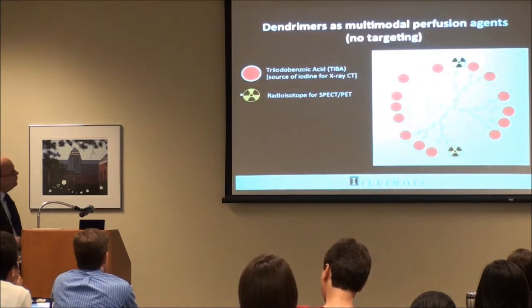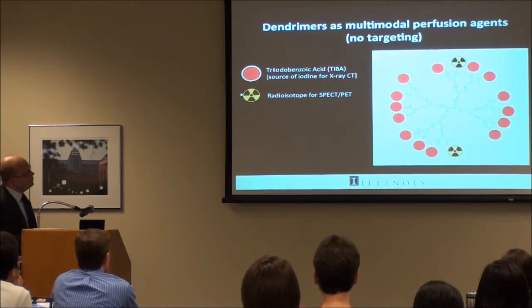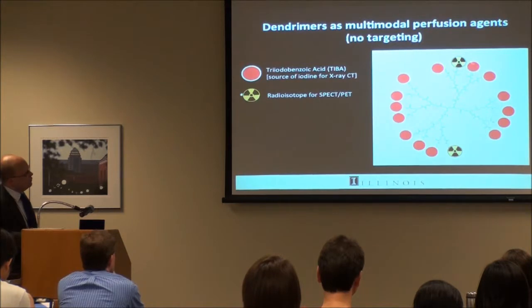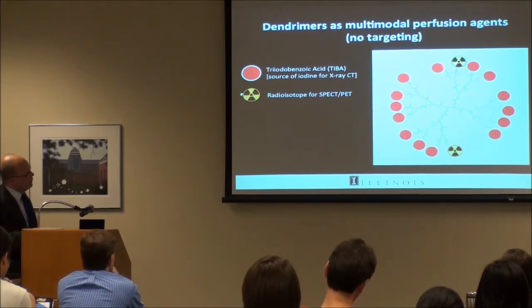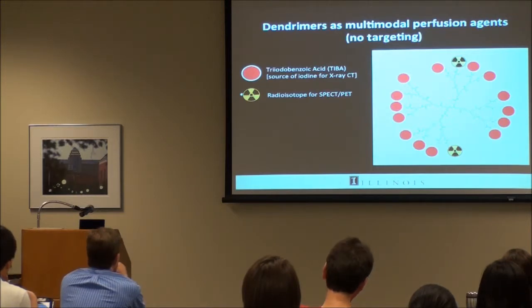So in our lab, we've first been developing the dendrimers as multimodal perfusion agents. So there was no targeting. This is the typical branching structure of the dendrimers, highly functionalized, and we've been able to attach the radioactive label on a couple of those branches. And the rest of those we filled with triiodobenzoic acid, which is the source of iodine for X-ray CT imaging.